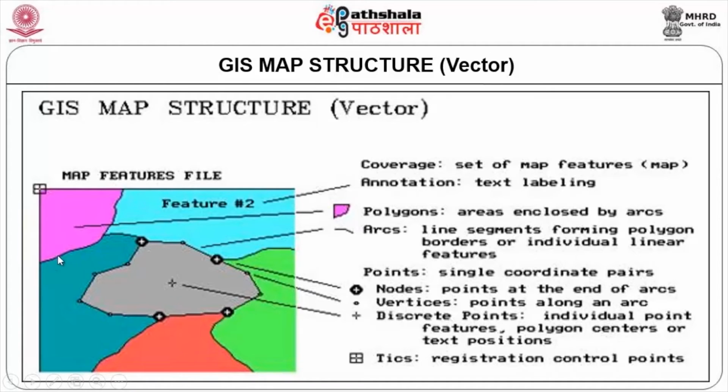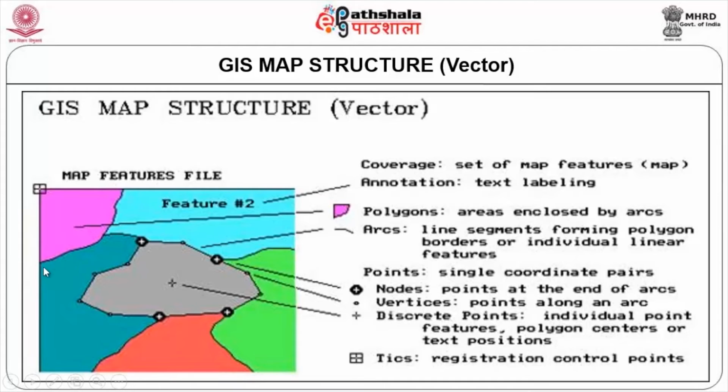This is a polygon, this is another polygon, and as I was already telling you, a polygon is bound by what is called an arc. We will see the details a little later. So, enclosed by arcs, and what are arcs again?